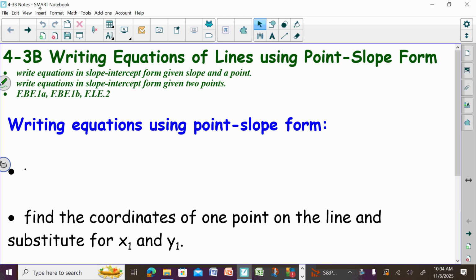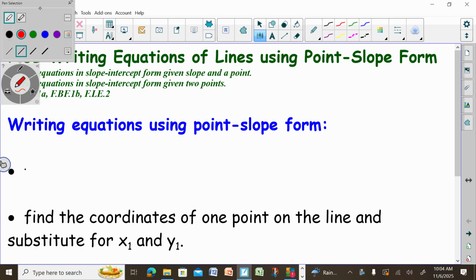These are your 4-3B notes, still using point slope form, but now they're going to get a little trickier. They're going to give us clues in regards to the line, and we have to come up with the equation. So like I mentioned yesterday, point slope form is a transitional form.